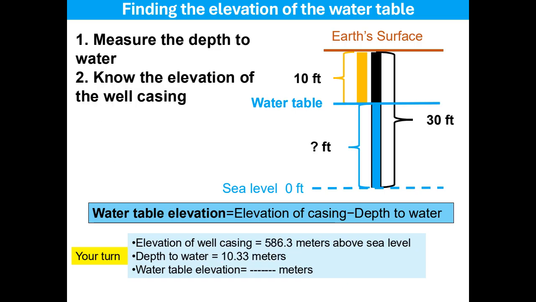Let's look at this now. Forget about these numbers here. This is the example previously, but let's say now the elevation of the casing, from here to here, is 586.3 meters, and the depth of the water in the well from here to here is 10.33. To know the elevation of this from here to here, you do the whole thing minus the depth, which gives you 586.3 minus 10.33. And you'll be able to find the elevation of the water table.